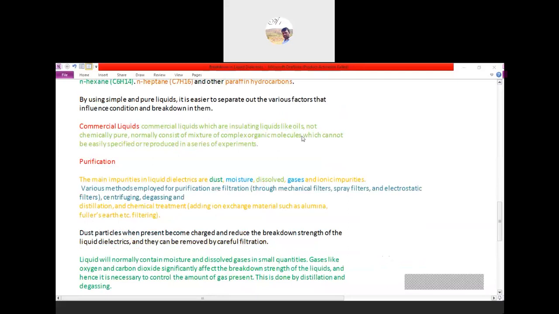So whatever the properties are, we have to consider them. It will have certain applications only, and we have to use certain oils only for certain applications. For cooling purposes we are using oil. In the transformer, oil serves both cooling purposes as well as insulation purposes.